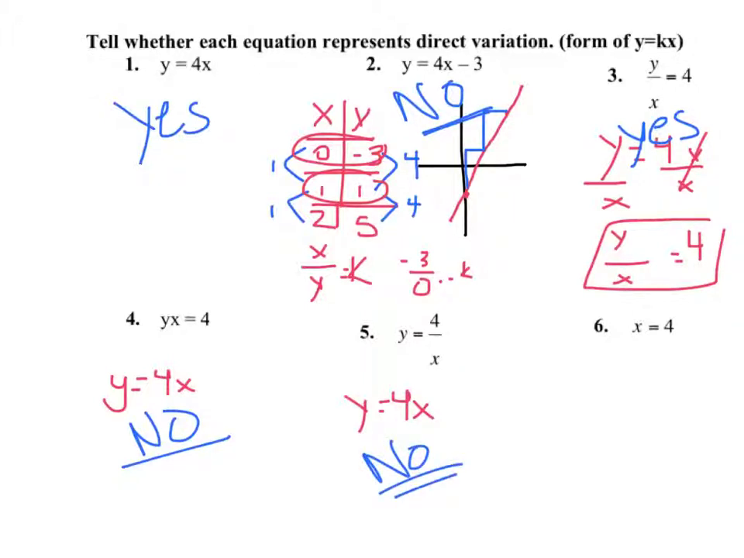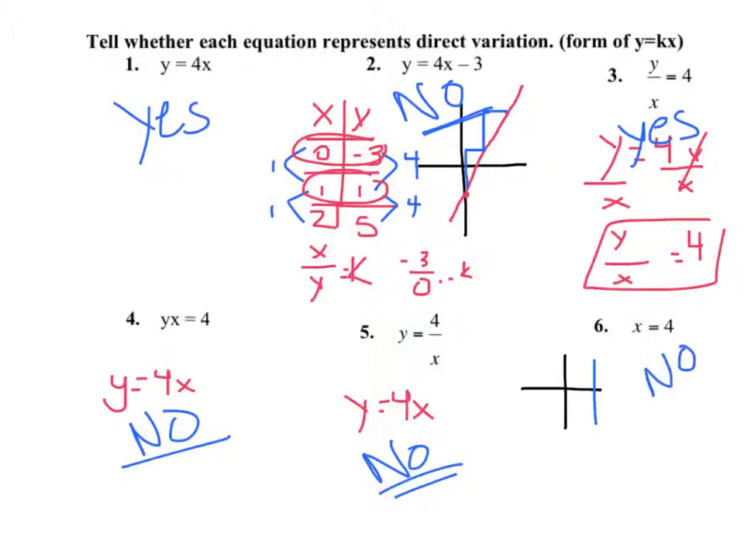All right, and we're going to start with x is equal to 4. Let's see what that looks like on a graph. So if I had my coordinate grid, x would be going through at the 4. It would look like this. Is that going through the origin? So the answer to that one is no.